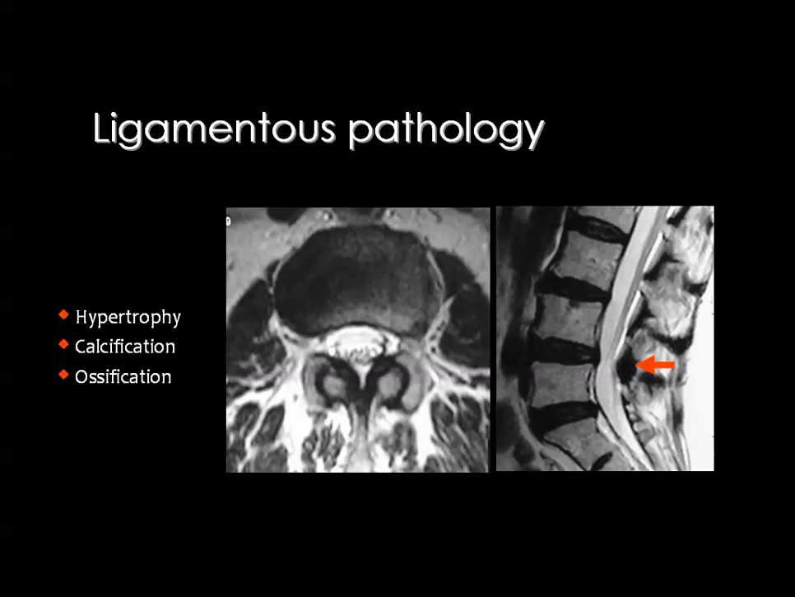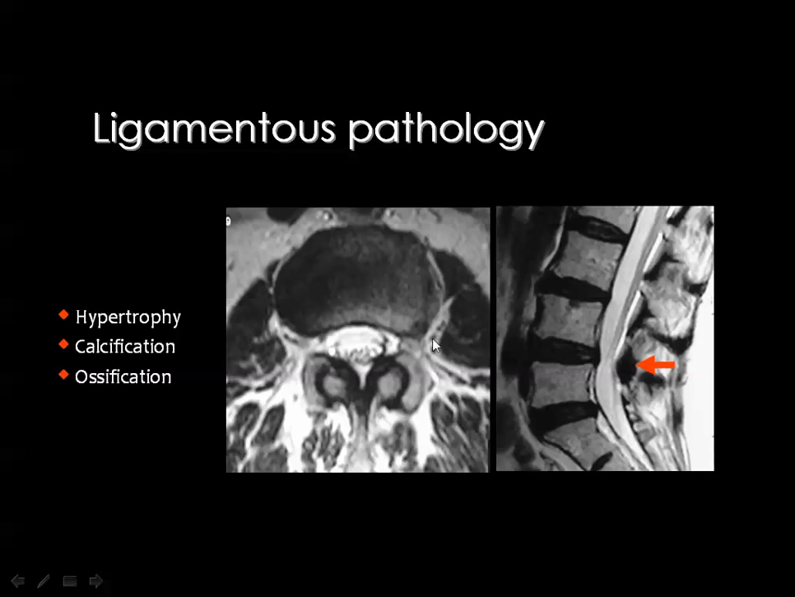Then we come to the ligamentous pathology, and we have three types also. We have ligamentous hypertrophy, ligamentous calcification, and ligamentous ossification. Of course, what's important for us concerning the ligaments is the ligament which is inside the spinal canal. And we have two ligaments inside the spinal canal, the ligamenta flava and the posterior longitudinal ligament. These ligaments may hypertrophy, may calcify, and may ossify.